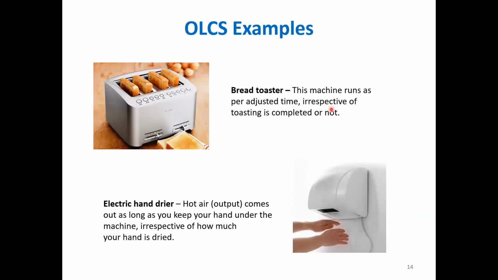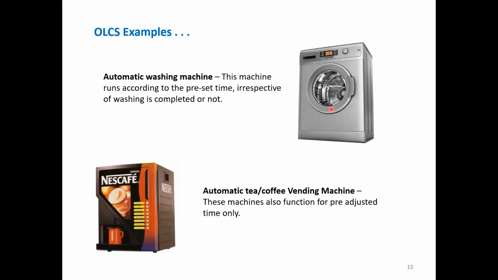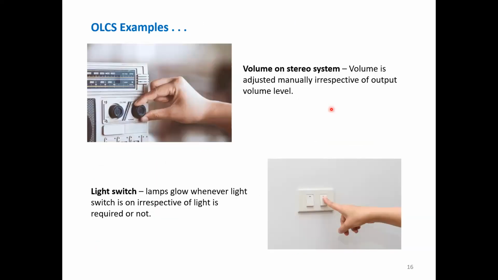So I am giving you six examples: toaster, electric hand dryer, automatic washing machine, automatic tea coffee vending machine, volume on the stereo system, and light switch. These are the examples of open loop control systems, right?